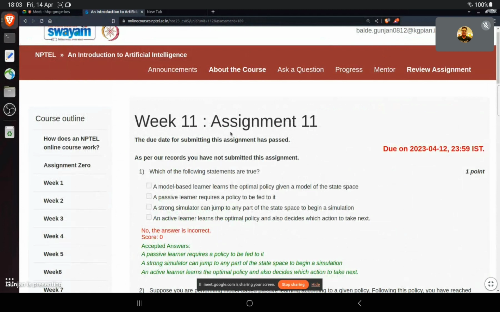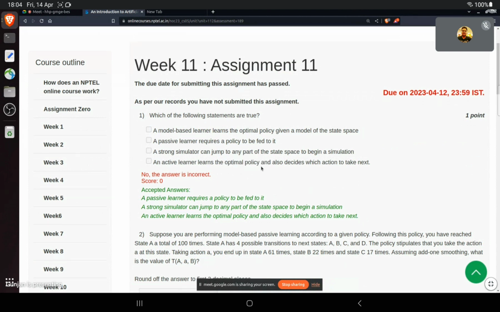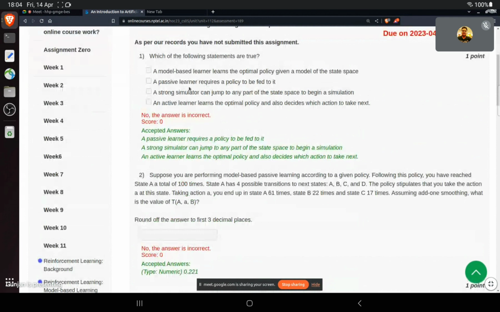So, for the first one, which of the following statements are true? A model-based learner needs an optimal policy given a model of the state. A passive learner requires a policy to be fed to it. A strong simulator can jump to any part of the state to begin a simulation, and an active learner learns the optimal policy and also decides which action to take next. So this was already pretty much covered in the lecture, but yeah.